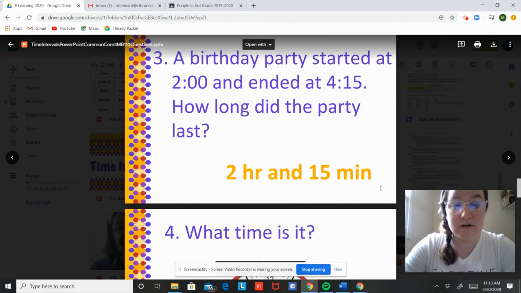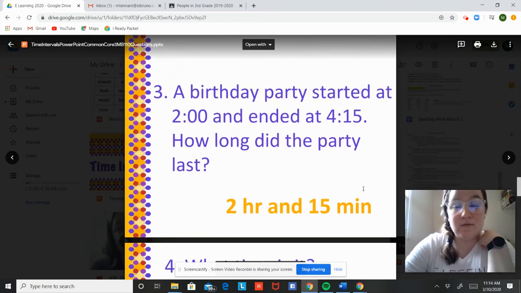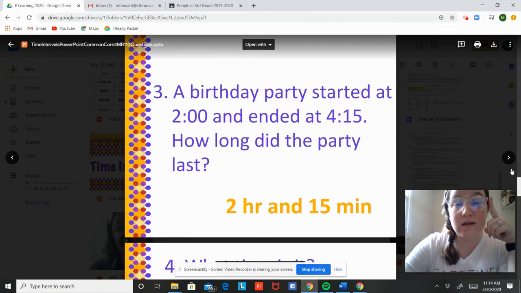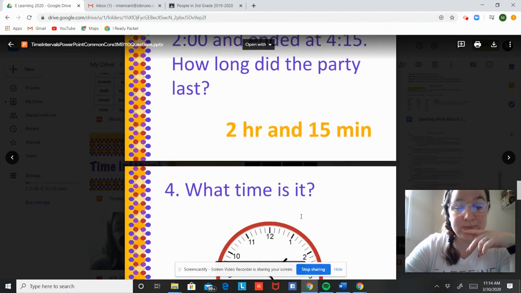A birthday party started at 2 o'clock. It ended at 4:15. How long did the party last? So to get from 2 o'clock to 4 o'clock, you would need to add 1 hour to get to 3 o'clock and a second hour to get to 4 o'clock. And then you need to add 15 minutes, so the total would be 2 hours and 15 minutes.